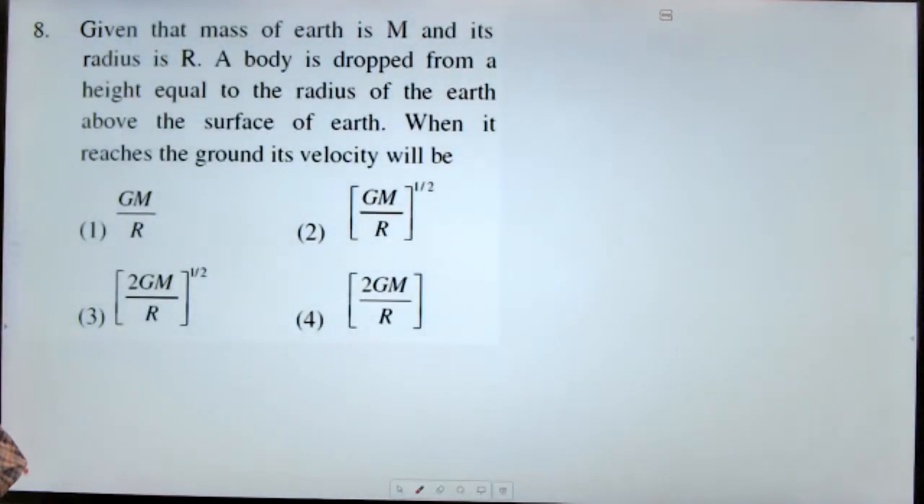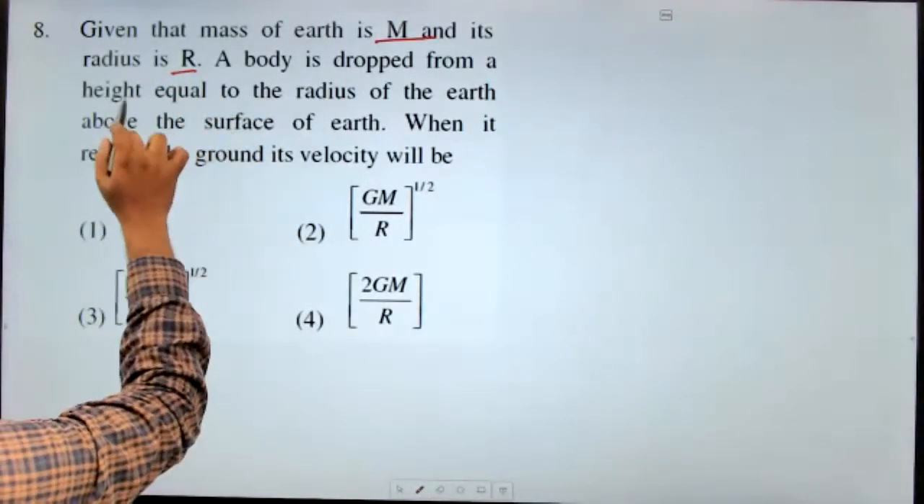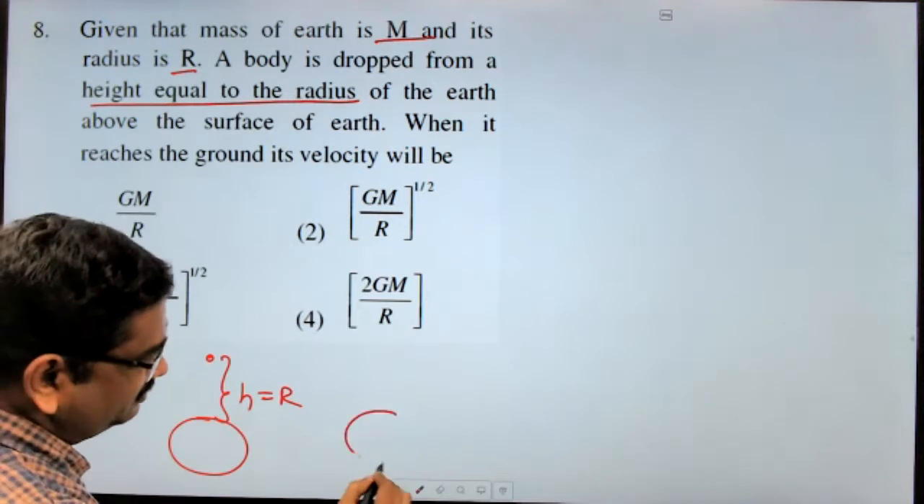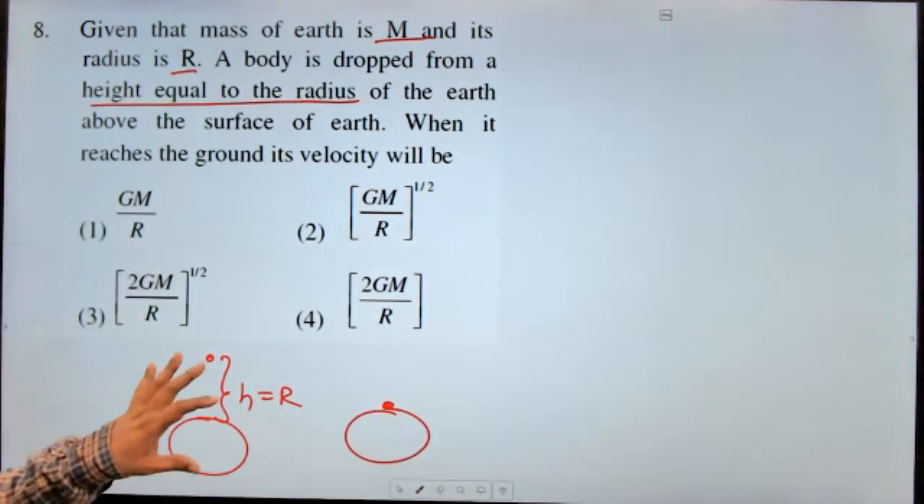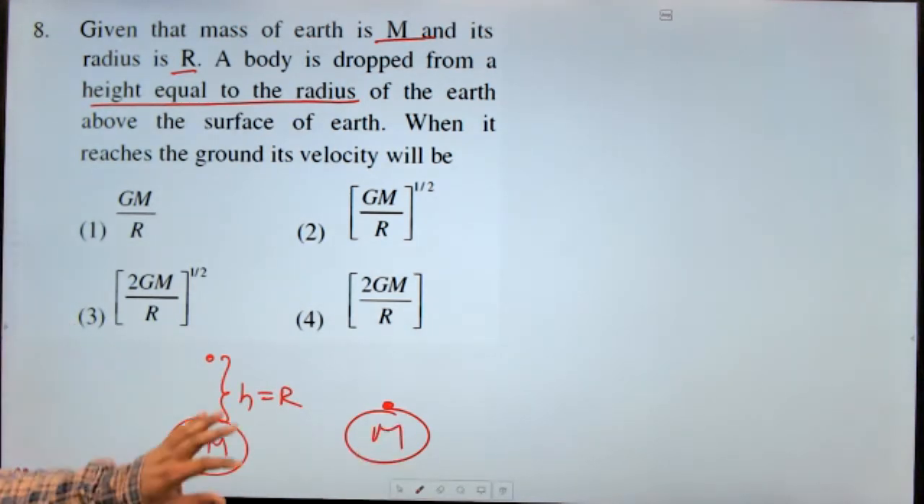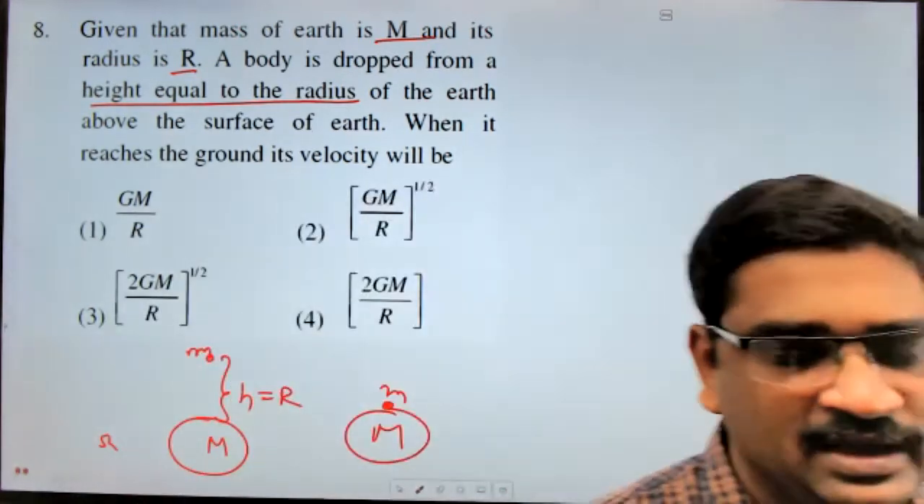Next. Given that mass of the earth is m, its radius is r. A body is dropped from height equal to the radius. Height above the surface of the earth is equal to radius of the earth. Then when it reaches the ground, its velocity will be? So assume that this is the earth surface. From this height h equal to r, the body is released. Now this is the initial one. After that, the body reaches the surface of the earth. So initial condition, final condition. Assume that this is the earth of mass m. Here also earth of mass m. Initially body of mass small m is at a height h. After that, it reaches the earth surface.